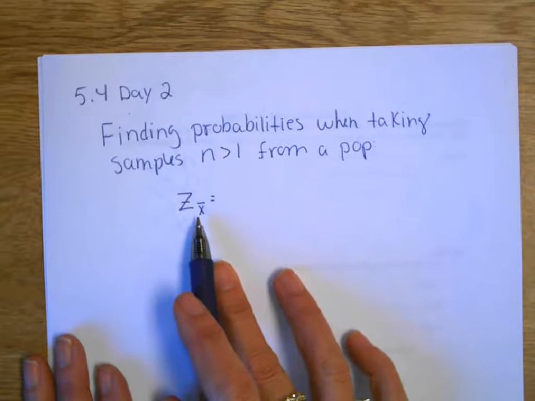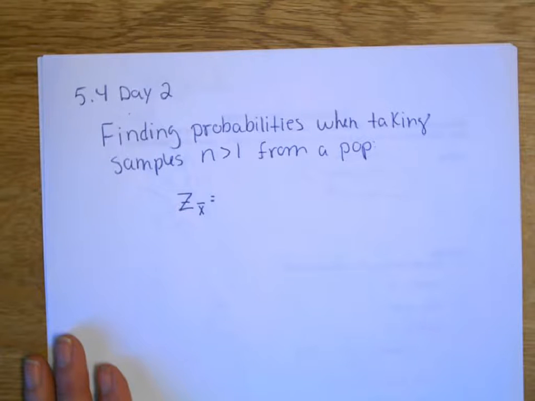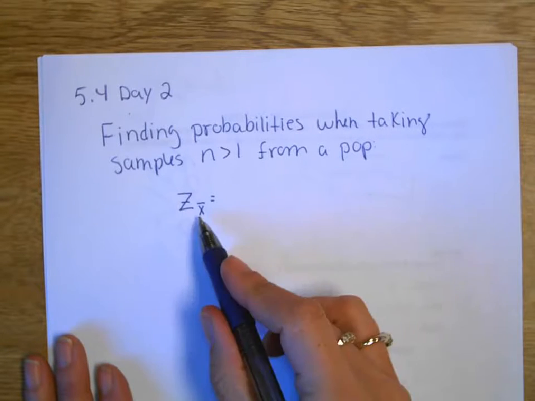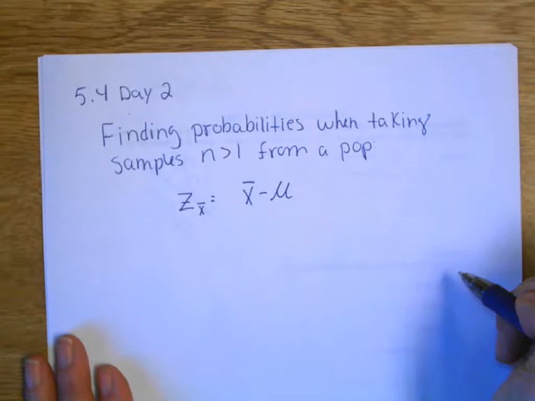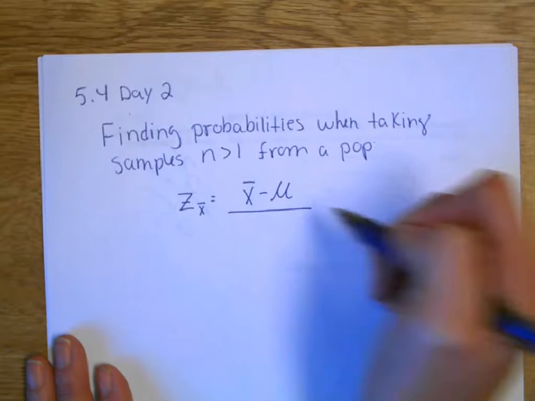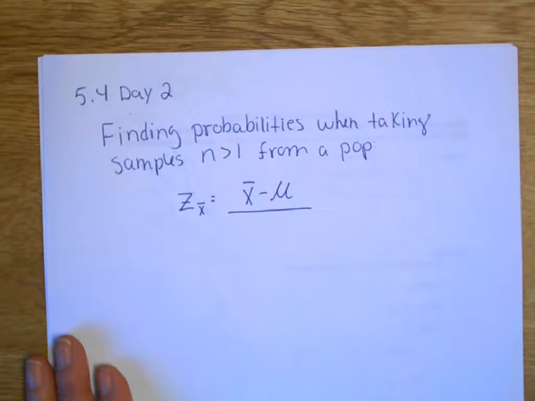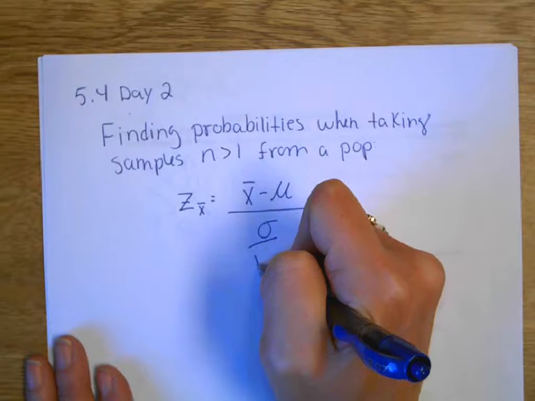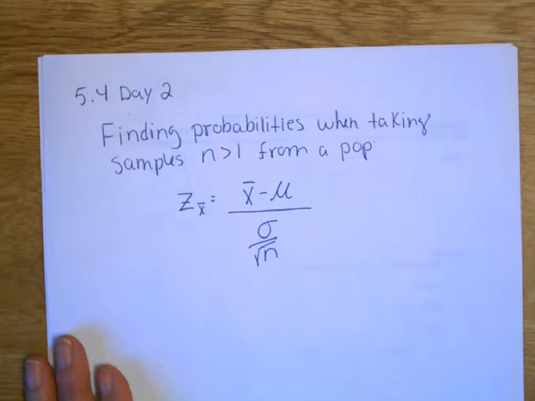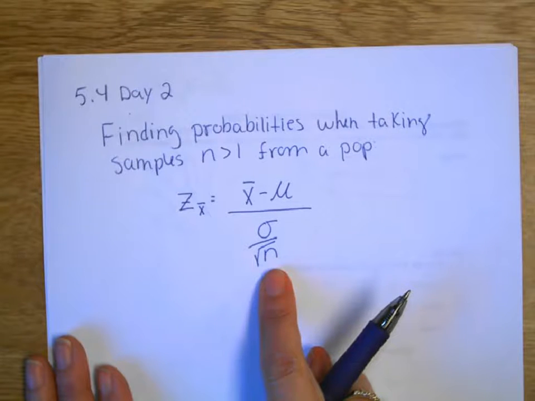The z-score formula, just like before when we had our 1 x value we want to turn into a z-score, I'm going to take this one mean value, subtract the population mean, and divide by the standard deviation from the sampling distribution. How did we get the standard deviation from the sampling distribution yesterday? What did we have to do? Standard deviation divided by the square root of the sample size. So this is going to be our z-score formula.